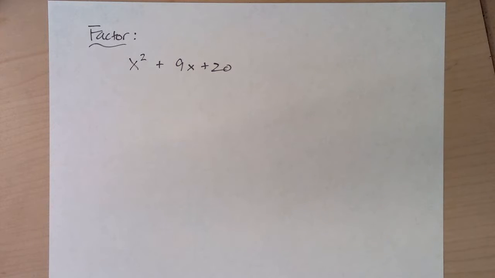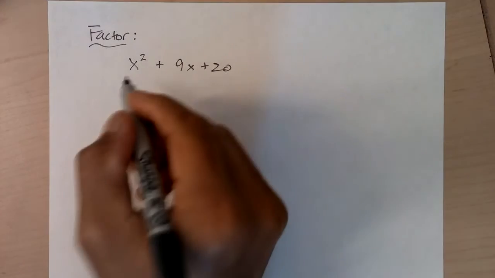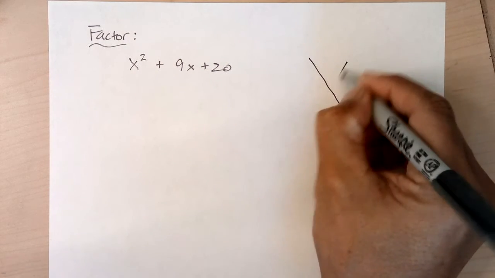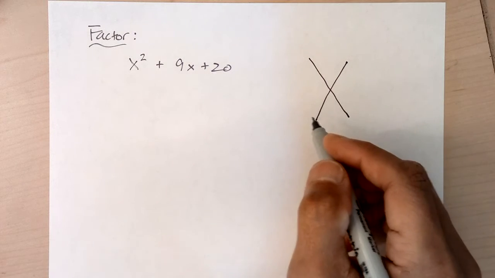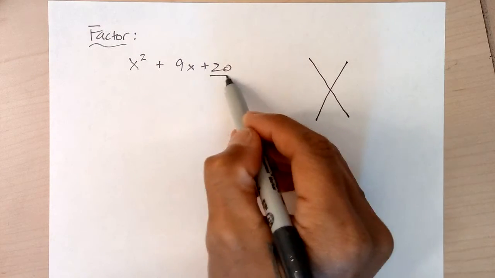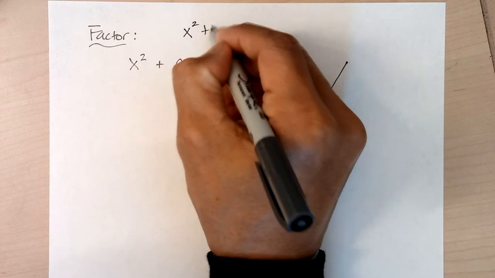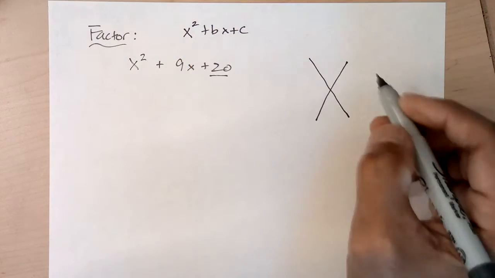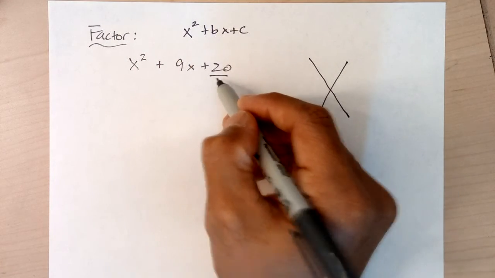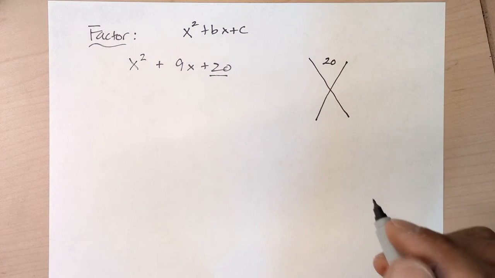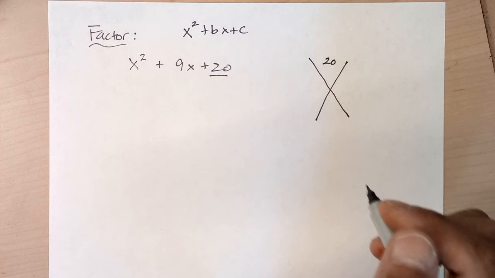So another way to factor is to use what's called the diamond method. You still want to factor this into two binomials, but one way to figure out what those binomials should be is to take a look at the last number. Remember, this is in the form of x squared plus bx plus c. In other words, you're taking a look at c. C is 20 here, so I could put it at the top of my diamond. Again, this is referred to as the diamond method.